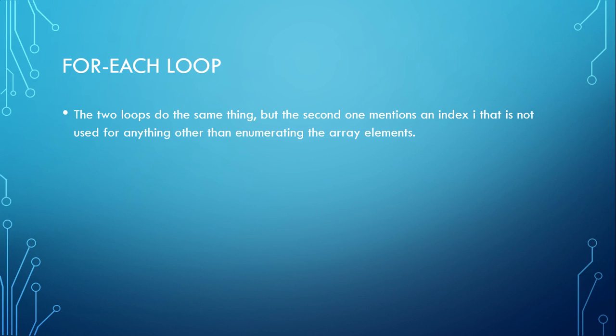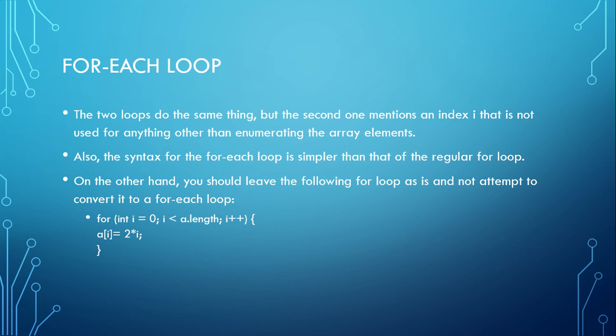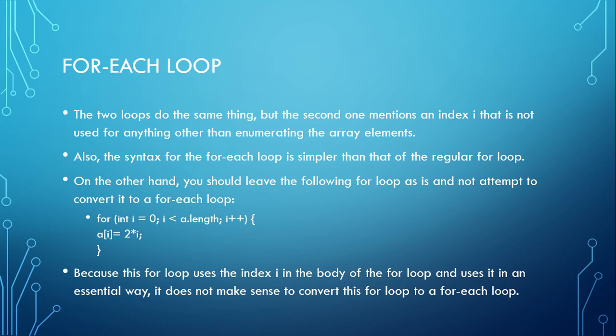Now, the 2 loops, as I mentioned, will do the same thing. But the second one mentions an index i that is not used for anything other than enumerating the array elements. Also, the syntax for the for each loop is simpler than that of the regular for loop. On the other hand, if we look at the following for loop, we want to leave that as is and not attempt to convert it to a for each loop. For int i equals 0, i is less than a.length, i plus plus, a of i is equal to 2 times i. The reason is that this loop uses the index i in the body of the for loop in an essential way. It does not make sense to convert this to a for each loop.